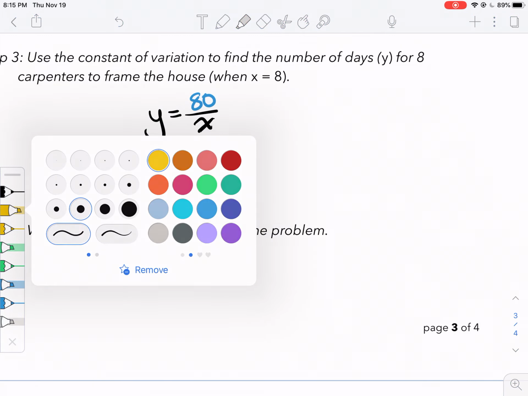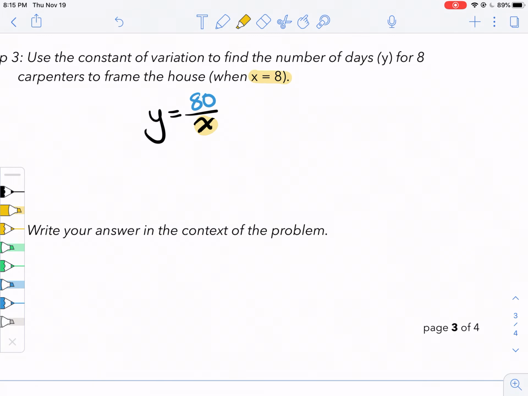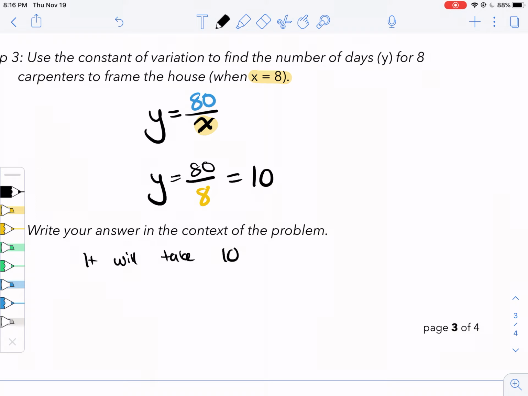How many days will it take when x equals 8? So y equals 80 divided by 8. Oh, that's pretty straightforward. That's just 10. So it'll take 10 days.